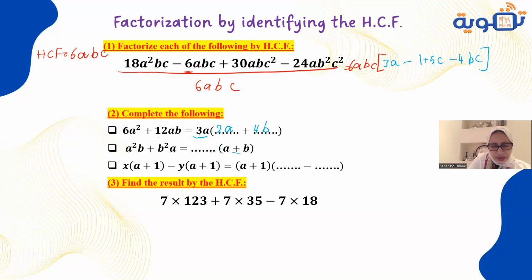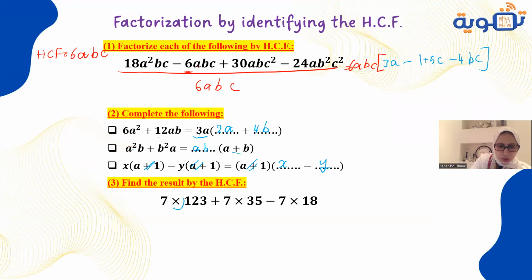In this case, he gives me the answer, and he needs me to find the common factor. So here, A power 2 and A, that means I have A as the common. B power 2 and B, I have B as common. In this case, the common is A plus 1, so remove it from here. You still have X minus y.